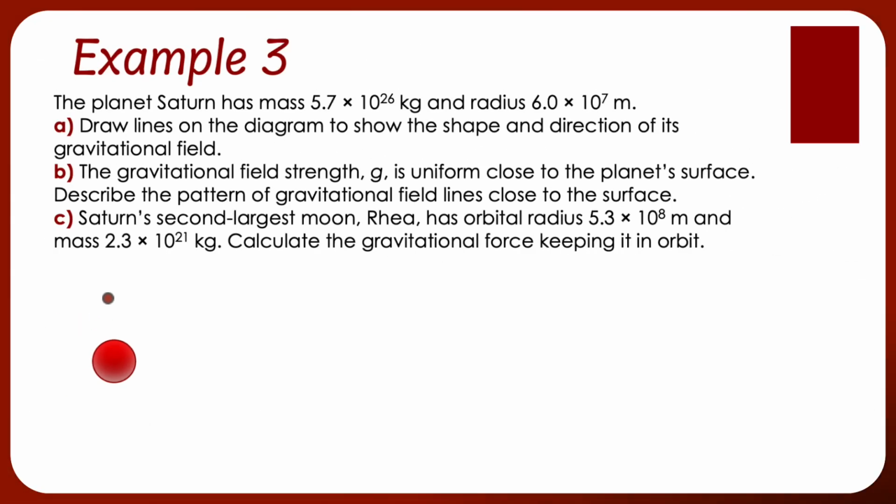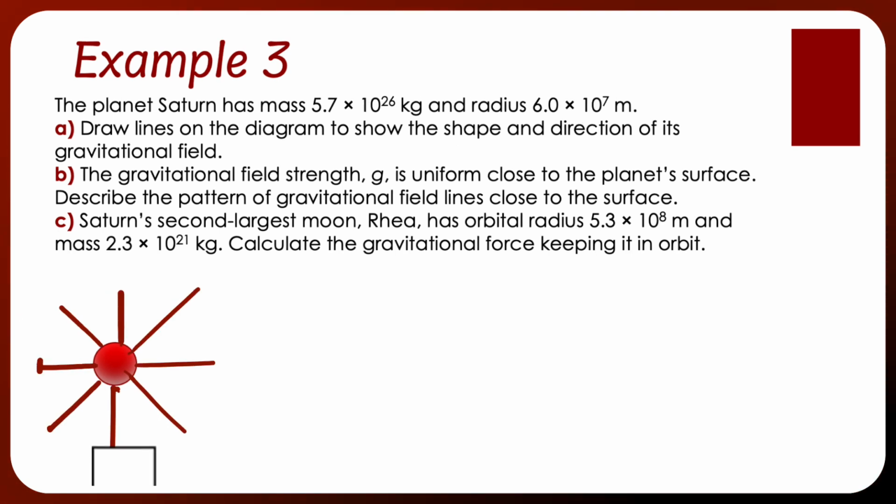Okay, example 3. So we've got Saturn here, we've got some information about that. And the first thing says, draw the lines on the diagram to show the shape and direction of the gravitational field. So with my really bad diagram here, I want to touch this up and say a few things about the diagram. So first of all, make them about the same. It doesn't have to be this case. One thing that it does have to do though, is it should be just touching my surface here. It shouldn't go too far.